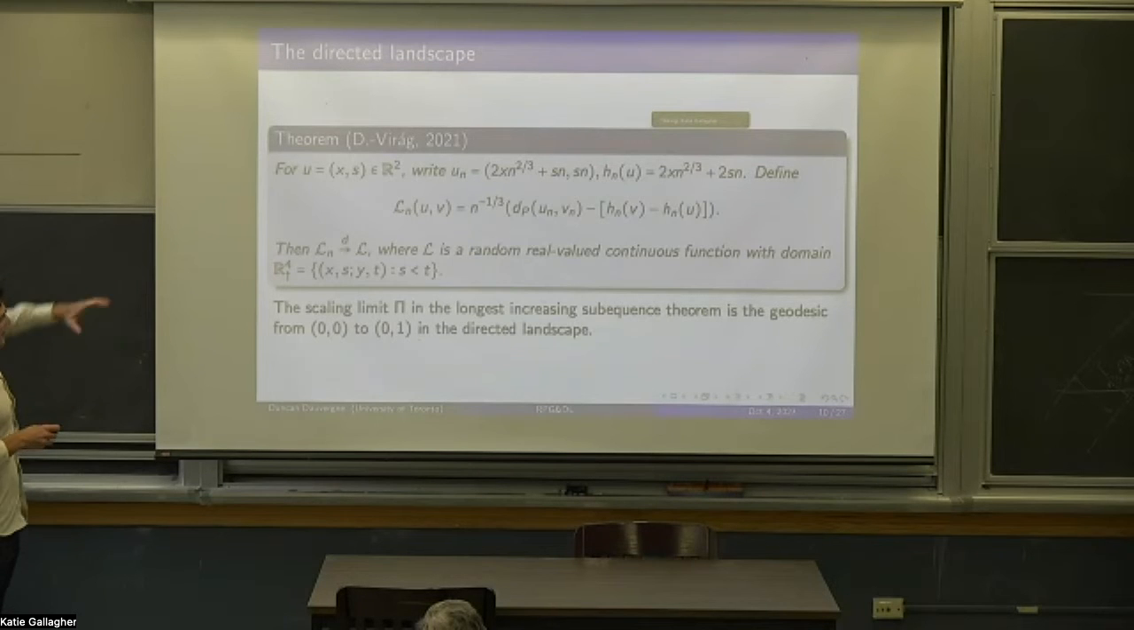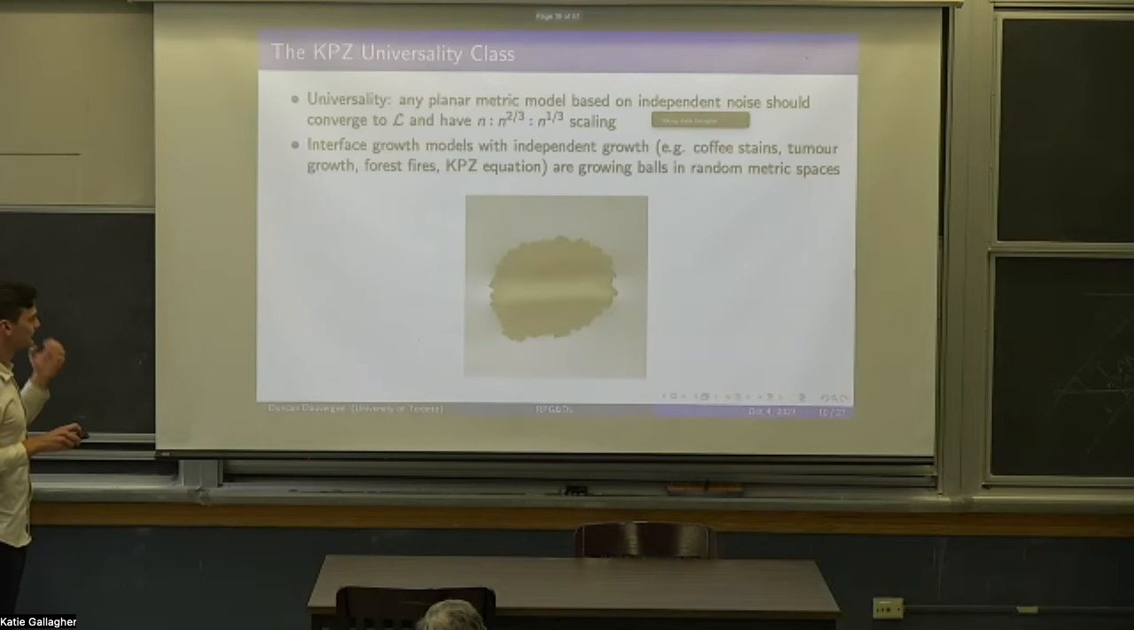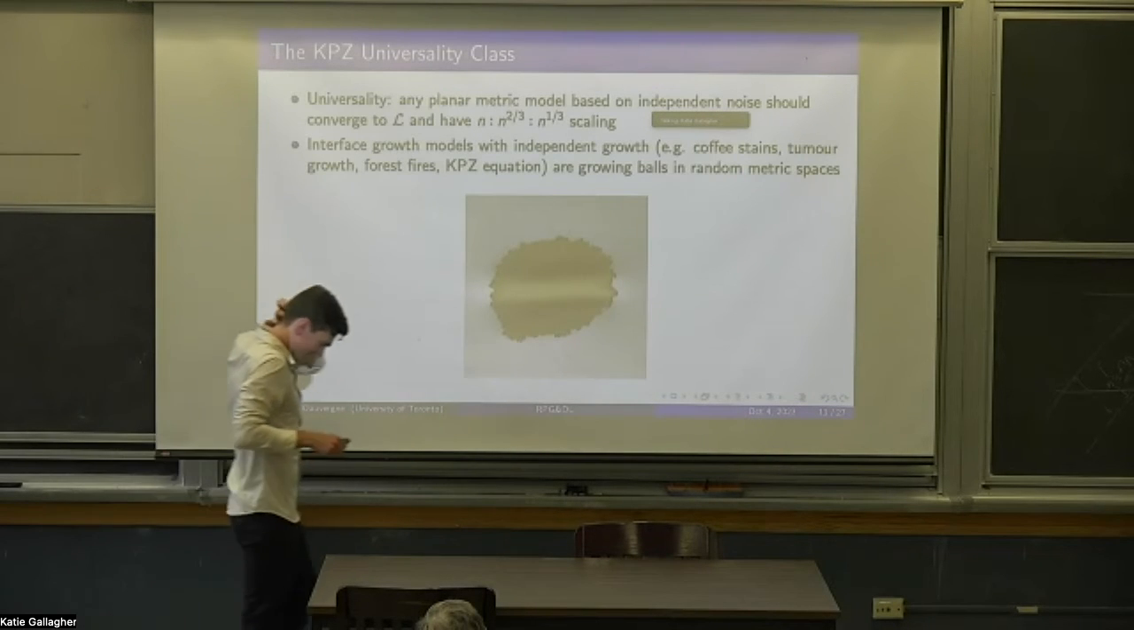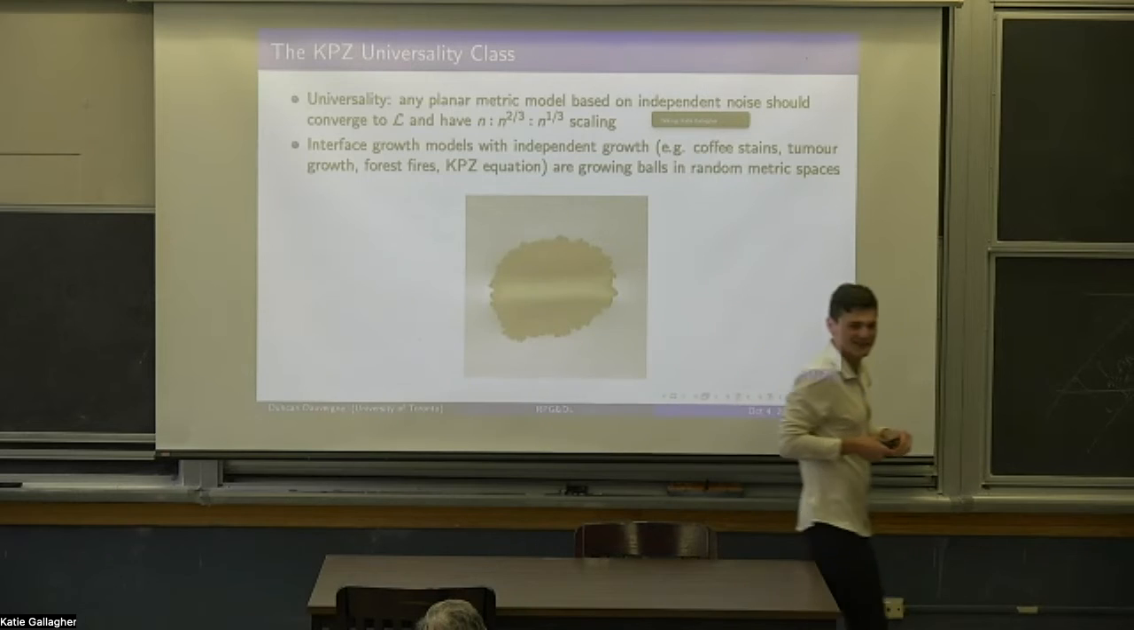But before doing that, we need to have a bit more motivation for studying it. So this is one particular model of random geometry where we see this directed landscape in the limit. But the idea is that this should show up everywhere. So this is this idea of the KPZ universality class.